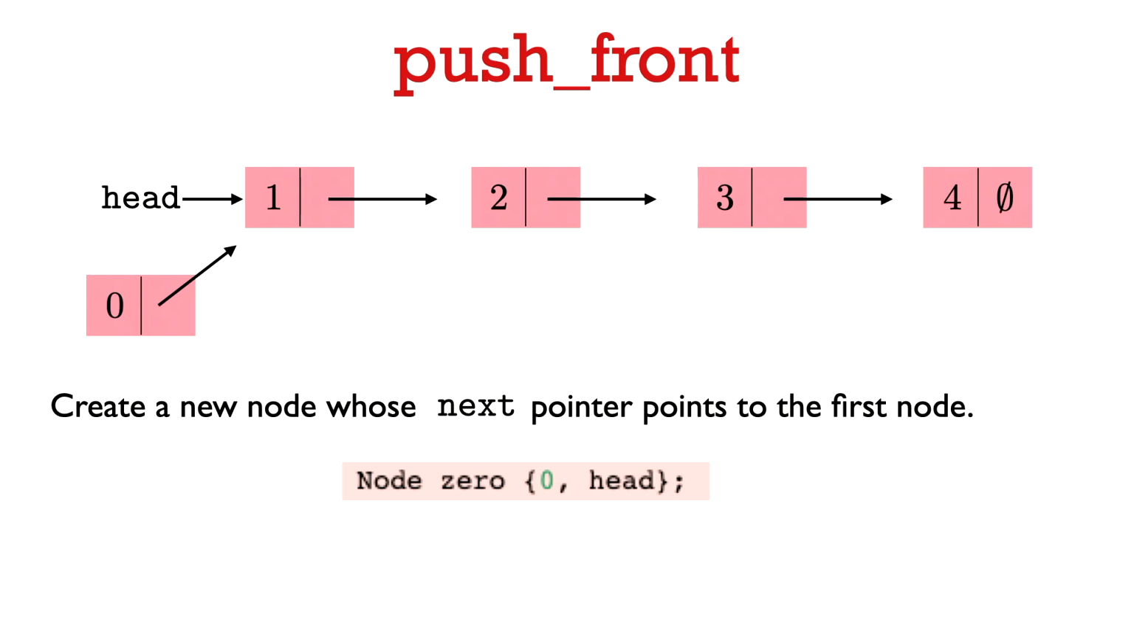Okay, now let's look at push front, adding a new node to the front of the list. So first we create a new node, which I'm calling 0 here. And I'm initializing it with the value 0 and next equal to head. So now this line of code sets us up with the picture we have here. So we have this new node with value 0, and it's pointing to the same node that head is pointing to.